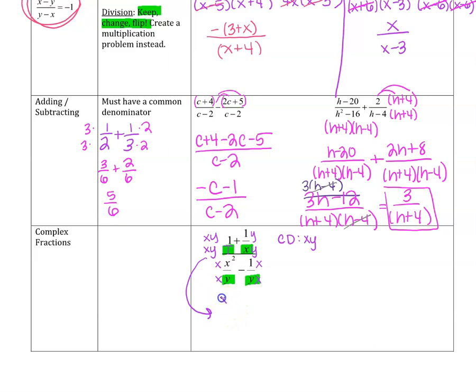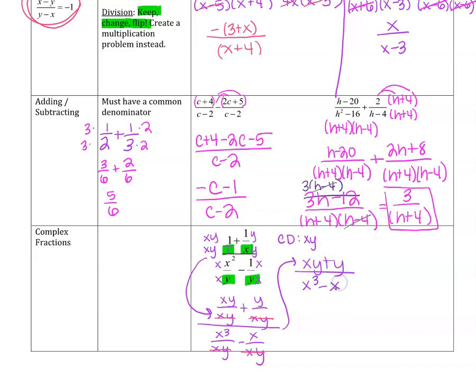So by doing that, I have xy over xy plus y over xy, all over x cubed over xy minus x over xy. Once the denominators are the same, they would all end up canceling or reducing. And that would leave me with xy plus y in the numerator all over x cubed minus x.